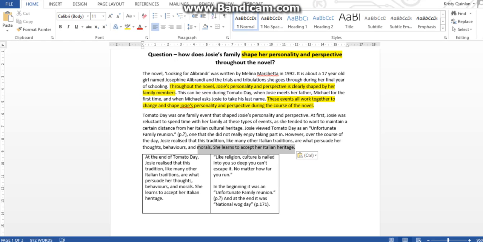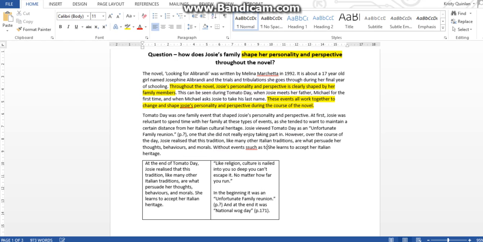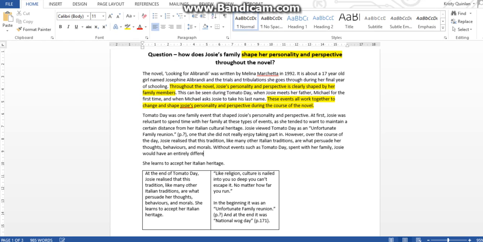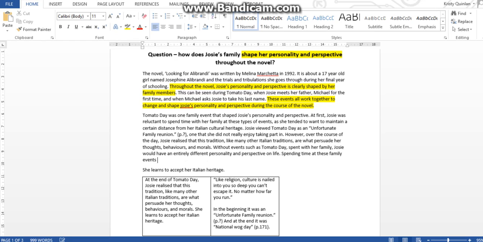She learns to accept. Okay. Without events such as Tomato Day spent with her family, Josie would have an entirely different personality and perspective on life. Spending time at these family events helps shape Josie and makes her who she is.